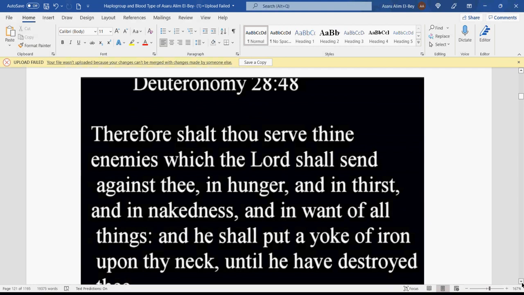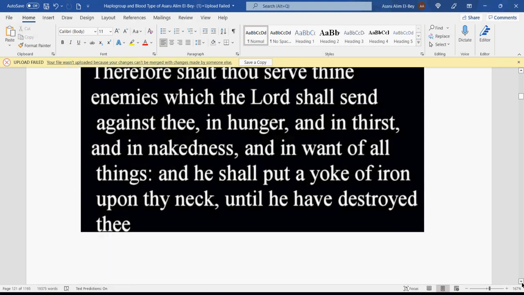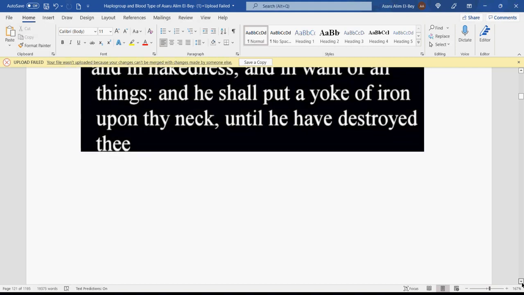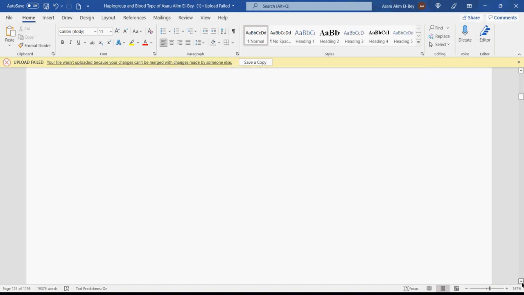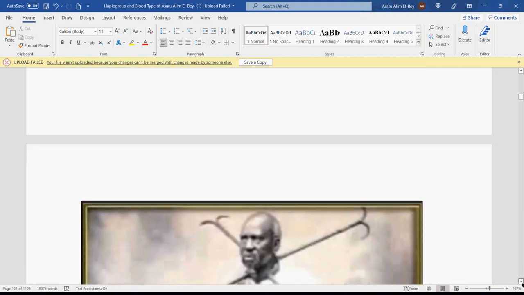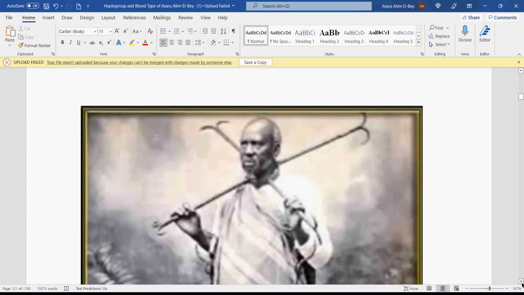All right, Deuteronomy 28:48, thou shalt serve thy enemies, which the Lord shall send against thee in hunger and in thirst and in nakedness and want of all things, and he shall put a yoke of iron upon thy neck until he have destroyed thee. Well, yeah, he has destroyed thee. Not physically, but mentally, we have been destroyed. But here go the yoke on the neck.